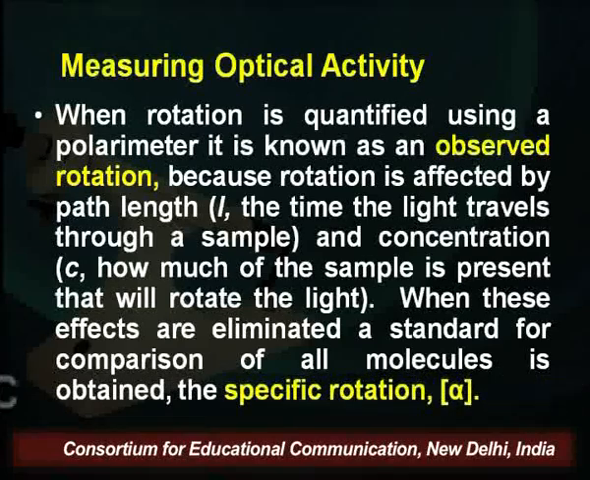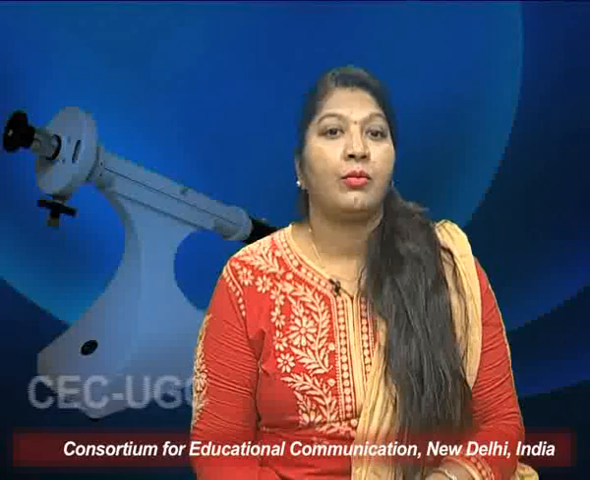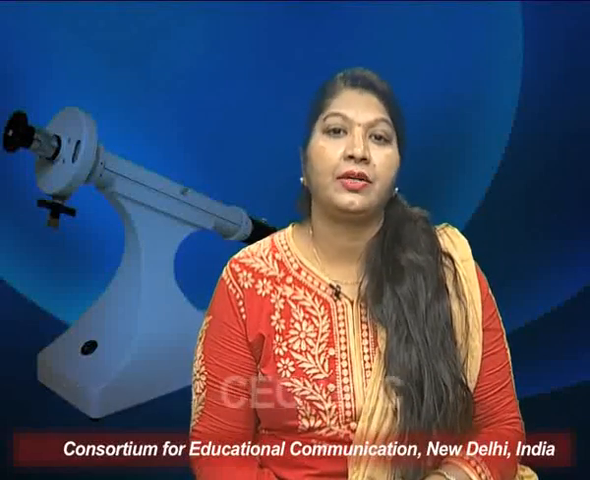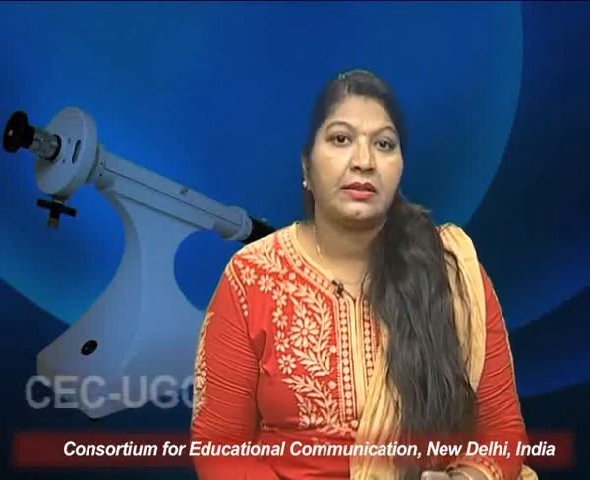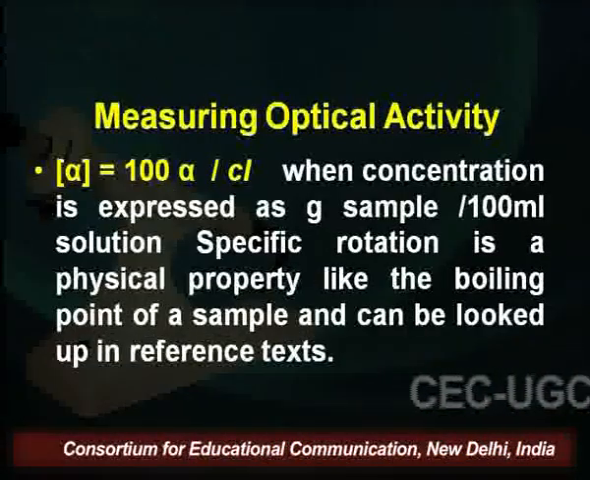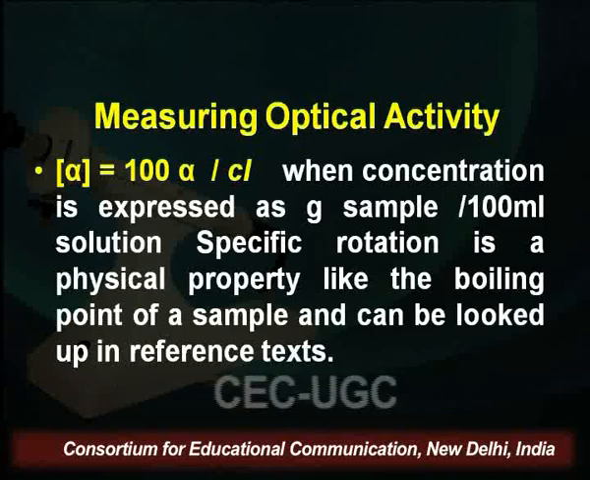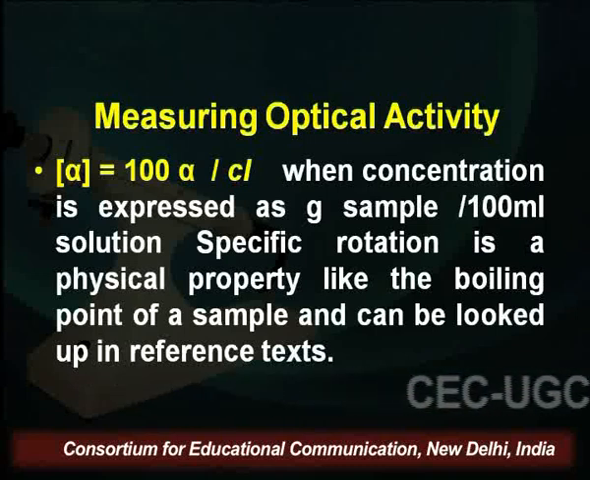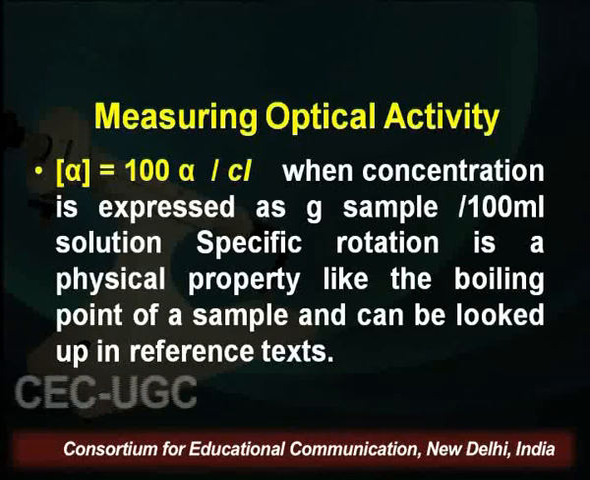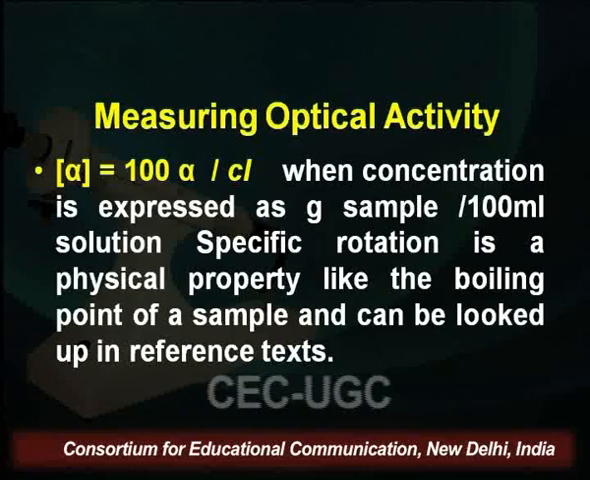When these effects are eliminated as a standard for comparison of the molecules, we can find the specific rotation. Optical rotation means specific rotation, sometimes denoted by alpha. Then specific rotation is equal to 100 alpha by CL, where C is the concentration and L is the length of the tube. When concentration is expressed as gram sample per 100 ml solution, specific rotation is a physical property like boiling point, and you can look for the reference text. So this is the basic formula.